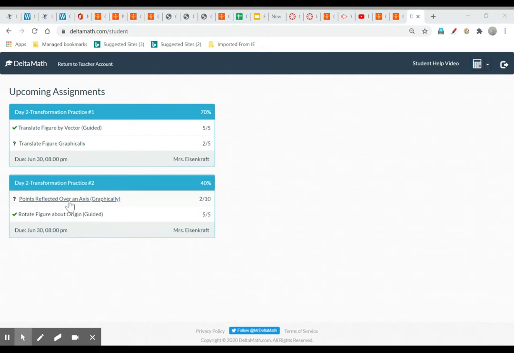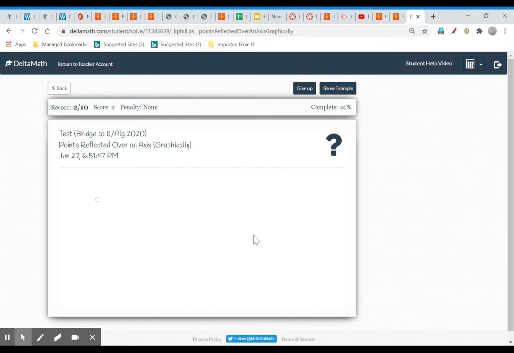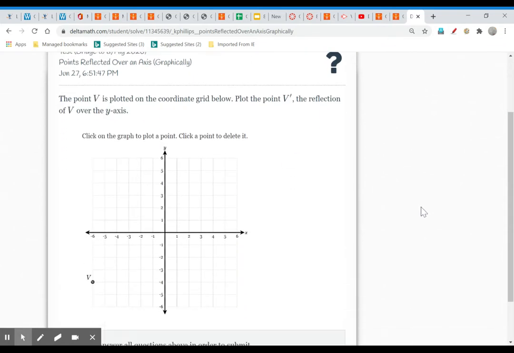The first one is points reflected over an axis graphically. So I'm going to click on that. And what you're going to notice is this is just going to have points instead of shapes. It says the point V is plotted on the coordinate grid. Plot the point V prime, or the image of V, the reflection of V over the y-axis.